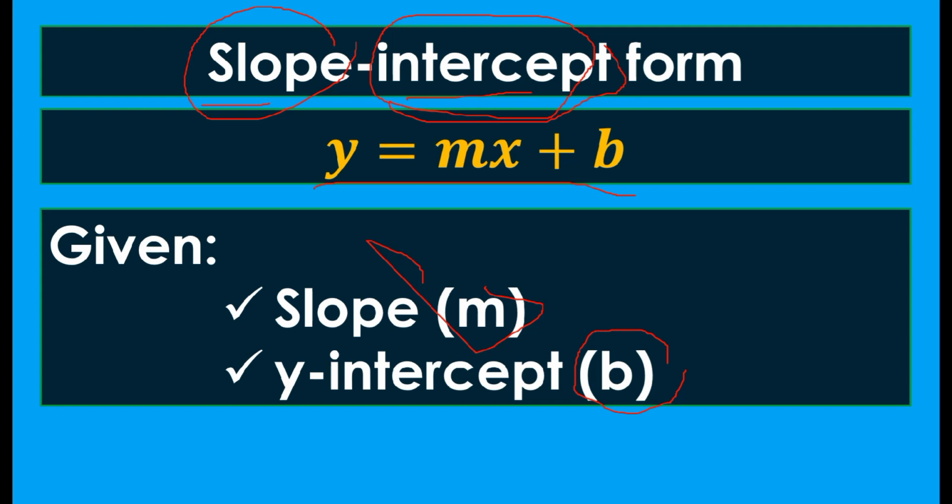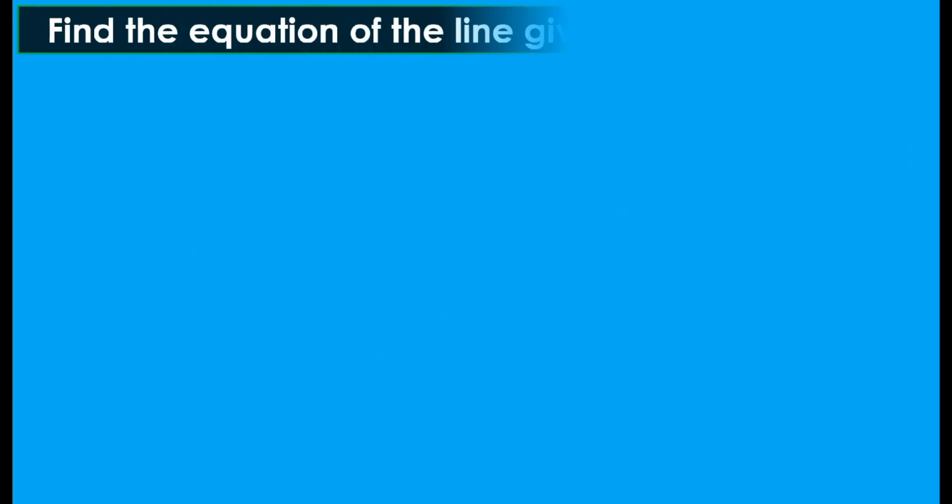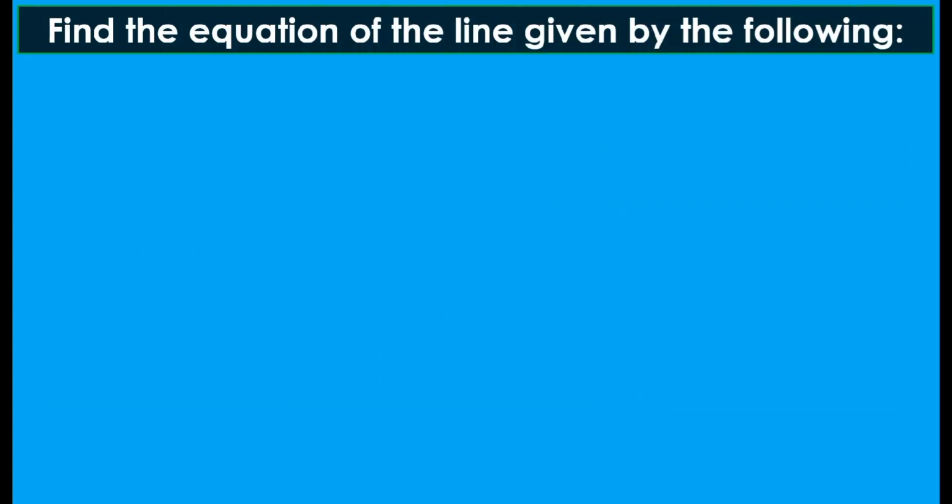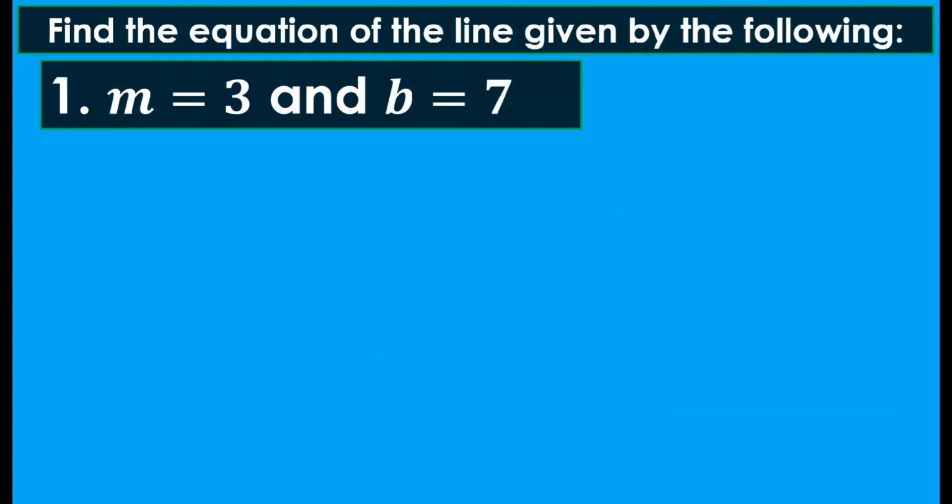Kaya siya tinawag na slope-intercept, kasi yung m is the slope, and your b is the y-intercept. So, si constant dito is the y-intercept, at yung numerical coefficient ng x, yung mx natin, is already the slope. Okay? So, let's try. Find the equation of the line given by the following. The slope is equal to 3 and the y-intercept equals 7.